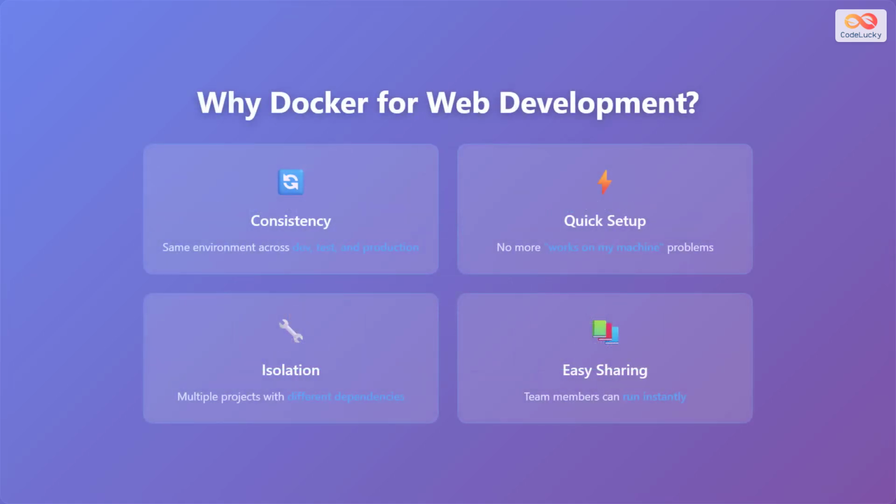Why should you use Docker for web development? There are several compelling reasons. First, Docker provides consistency across different environments, such as development, testing, and production. This means fewer surprises when you deploy your application. Second, Docker enables quick setup, resolving the common "works on my machine" issues. Third, Docker offers isolation, allowing you to run multiple projects with different dependencies without conflicts. Lastly, Docker makes sharing your development environment easy, so team members can run your projects instantly without struggling with setup.